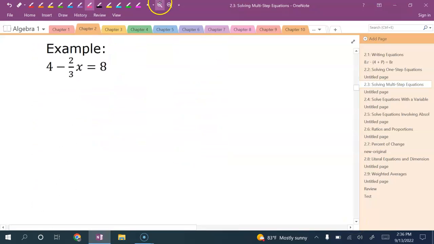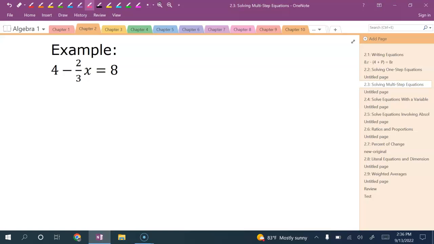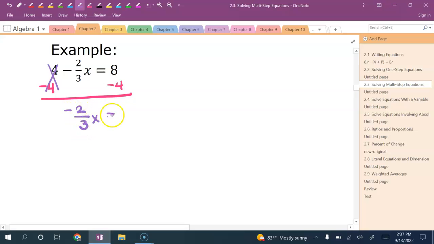For the next one here, it's written very similar to that last practice problem in that they have the x term second. So we got to move that 4 first. And we're going to do that by subtracting the 4 from the 8. So I bring down that negative 2/3 x equals 8 minus 4 would be 4.